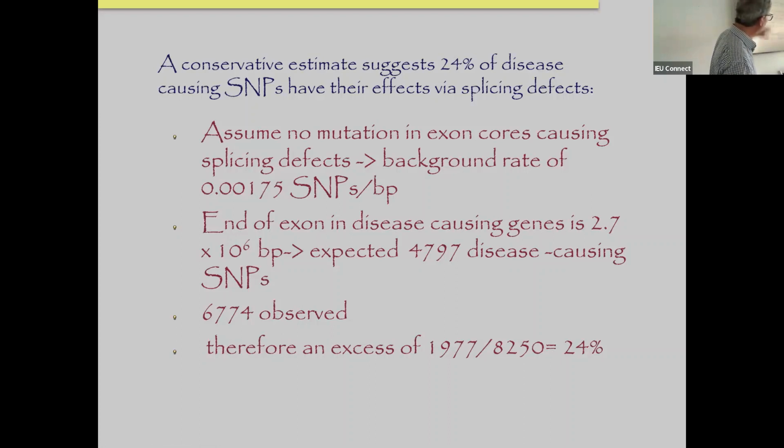So this is assuming that the core is giving you a background rate. That is probably not true. There are some mutations, even in cores, that can affect splicing. They're not so common, but they can happen. So the 24% figure is a sort of lower bound estimate, assuming those mutations that we're seeing are enriched at exon ends because they're having an effect on splicing.